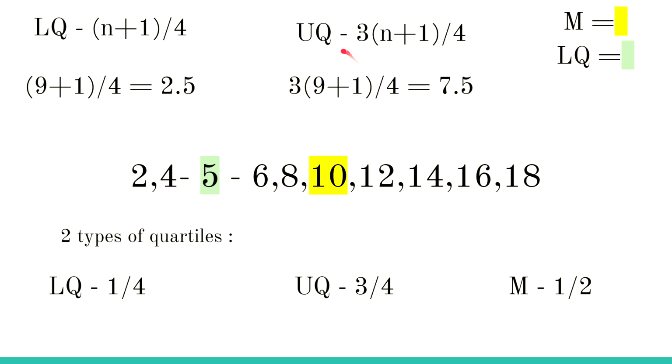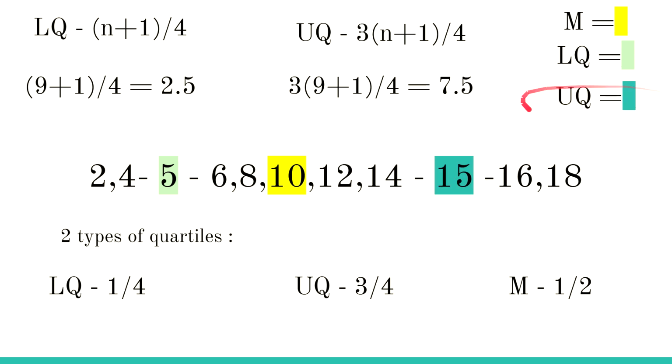So now we're going to do the same with the upper quartile. So 1, 2, 7, 7.5. And what's in the middle? What is the middle number between 14 and 16? It's 15. So we'll color code it.